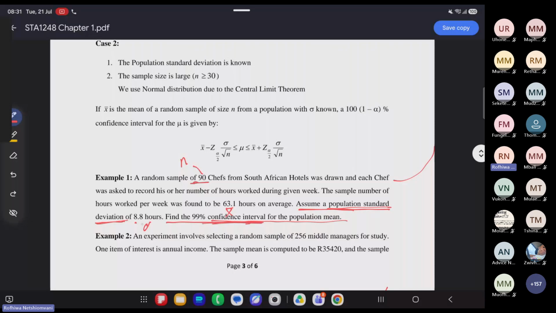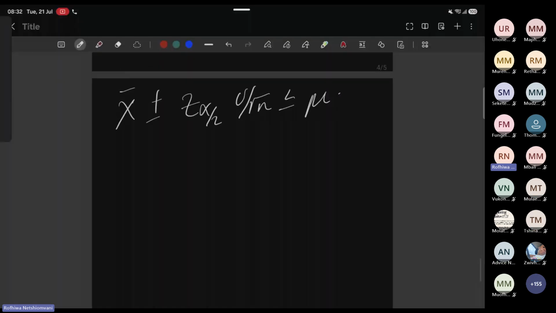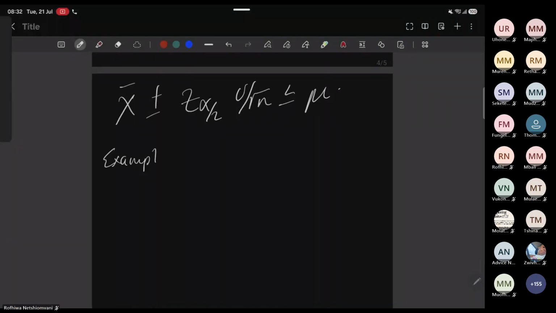So you have the values n, x bar, sigma, CI. Did you write that down? Okay. Yes. So now, we say example 1. With example 1, n is given as 90. What is x bar? 63,1. What is sigma?